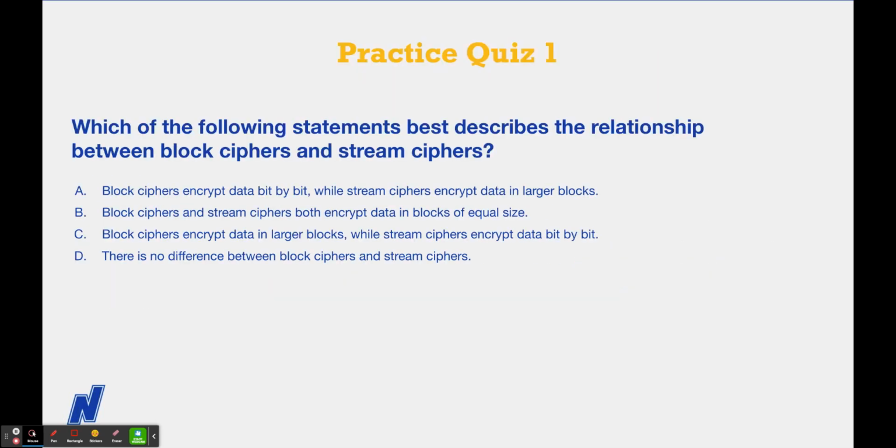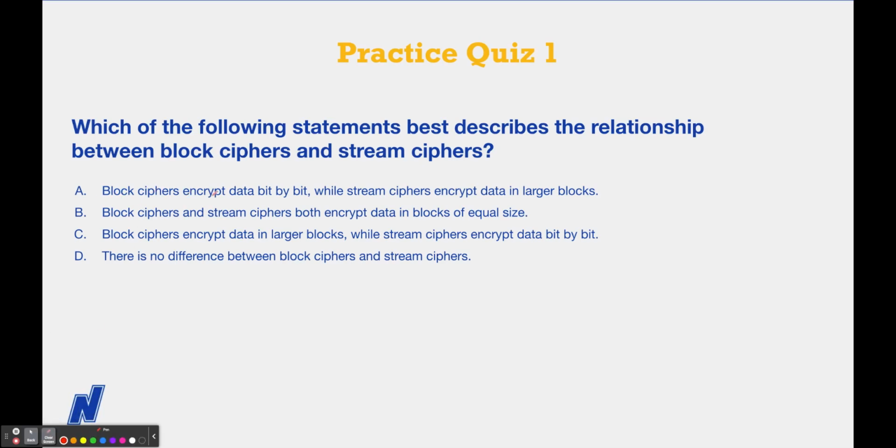Let's do a quiz question here on everything we talked about. Which of the following statements best describes the relationship between block ciphers and stream ciphers? When we talked about it last week, how does this week's topic of block ciphers differentiate? Let's test your understanding of the difference between the two, and let's see if we can figure this out together.